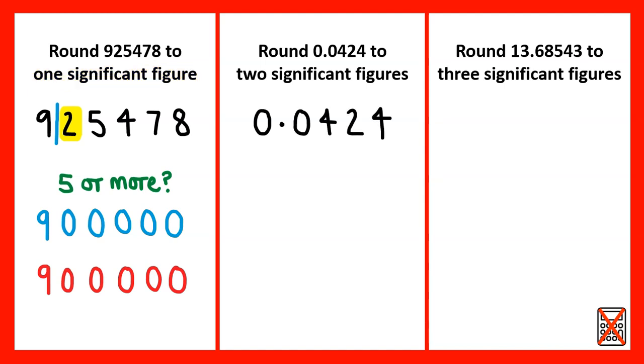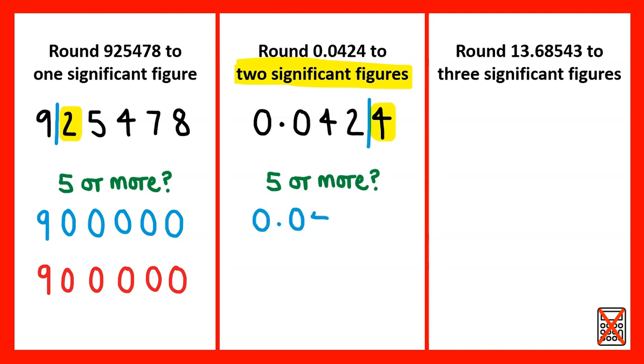Next, we're rounding 0.0424 to two significant figures. My important digit greater than 0 is this one, which means my second significant figure must be the 2. So I put my rounding line after this, and looking at the next number to decide whether it's 5 or more. In this case it's not, so the number before the rounding line will stay the same, and everything after the rounding line will change to zeros. So my final answer is 0.042.